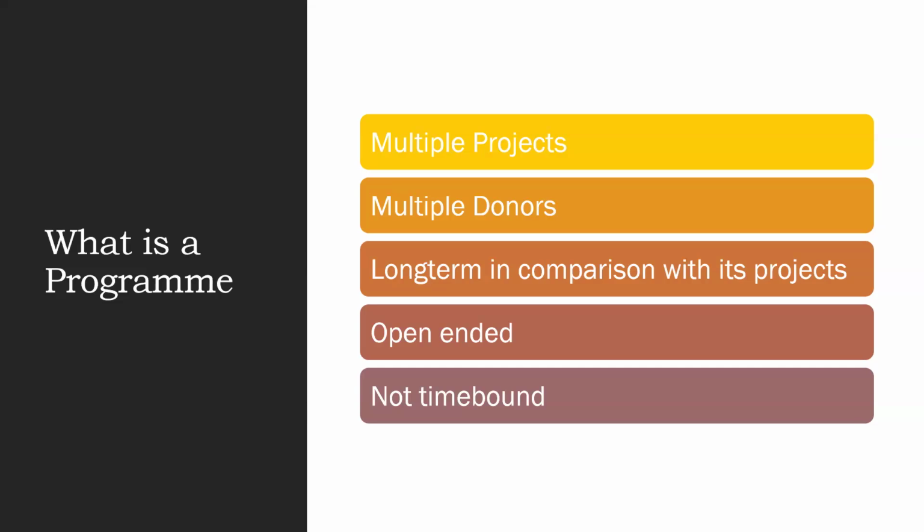So the characteristics or the criteria for something to be called a program: there must be multiple projects. Secondly, there must be multiple donors. Thirdly, it's long-term in comparison with its projects. It's open-ended and it is not time-bound. That is why I'm saying you could be the owner of a program. If you say, I'm running a leadership program, under the leadership program, you've got different projects.